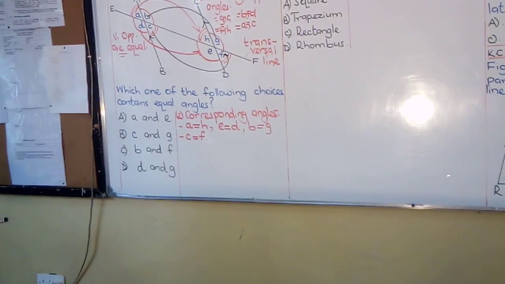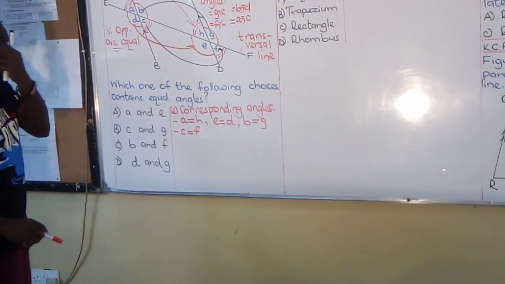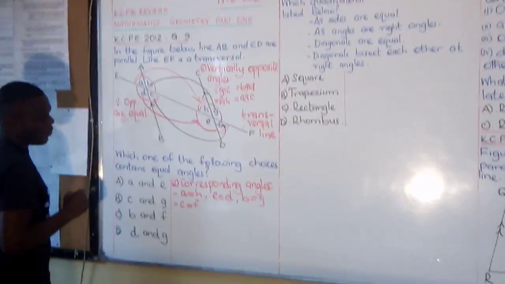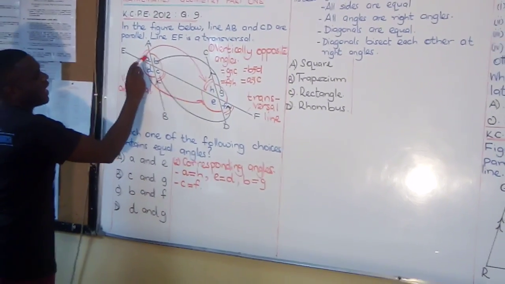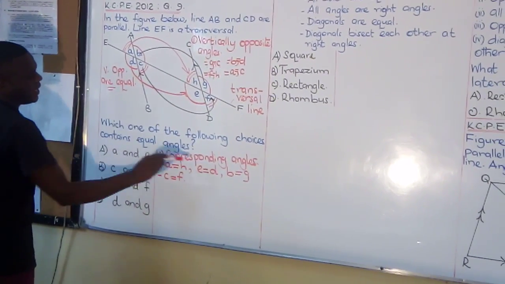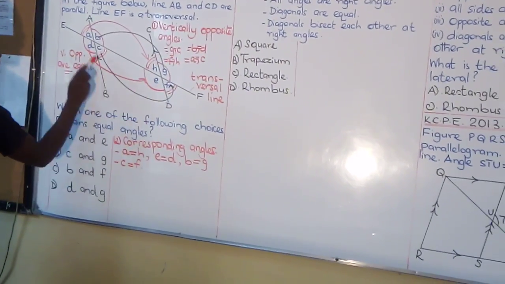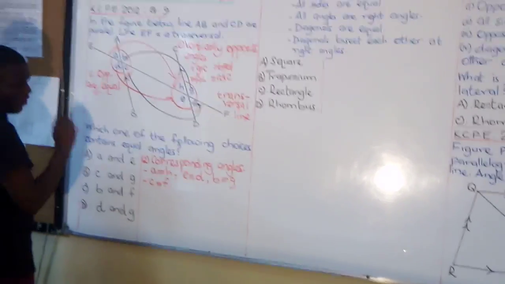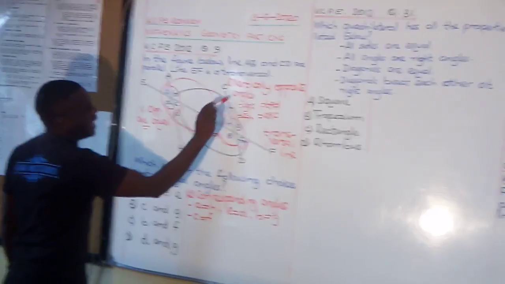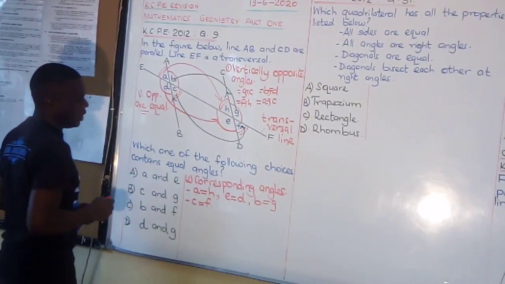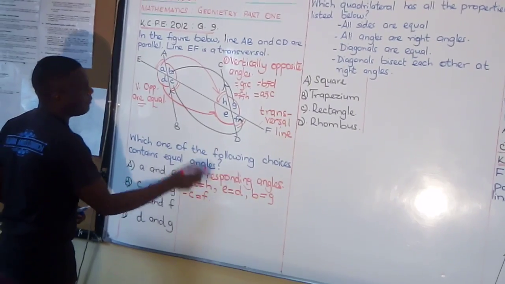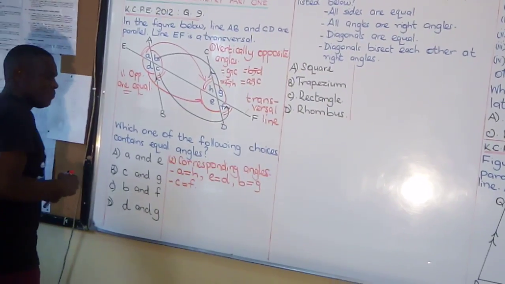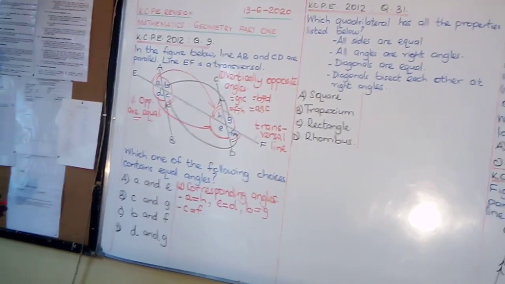Sorry for that hitch. But all the same, you have understood that A and H are corresponding angles, so they are equal. E and D are corresponding, so they are equal. Follow the arrows. B and G are corresponding, and so they are equal. And then C and F are corresponding, and so they are equal. That means corresponding angles are equal.